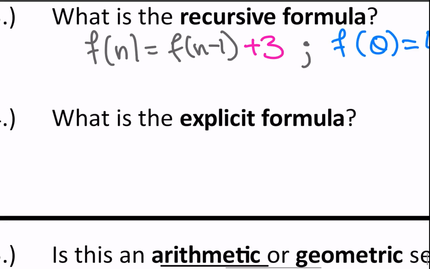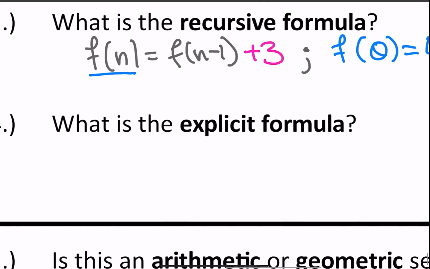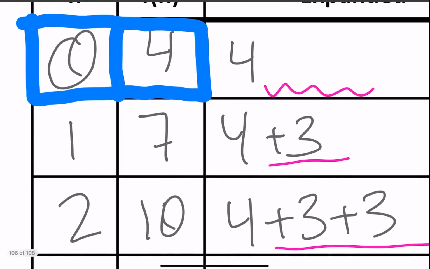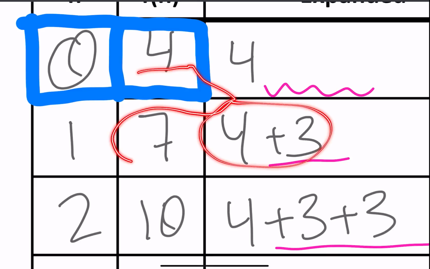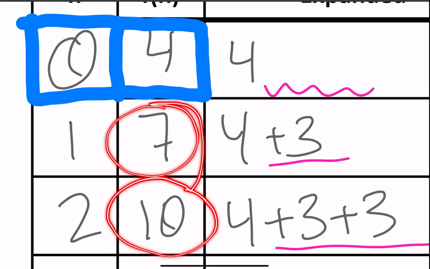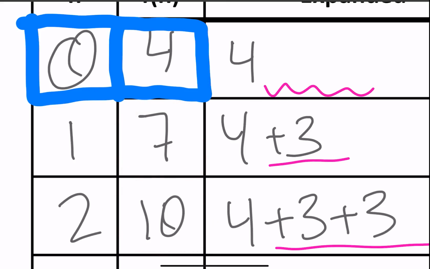And remember, in a recursive, this means to get to the next number, we have to take the previous number and add by 3. So for example, we took our previous number 4 here, added by 3, and that's how we got 7. To get 10, we took our previous number 7, added by 3, and that's how we got our next number, 10. So that's what the recursive does.